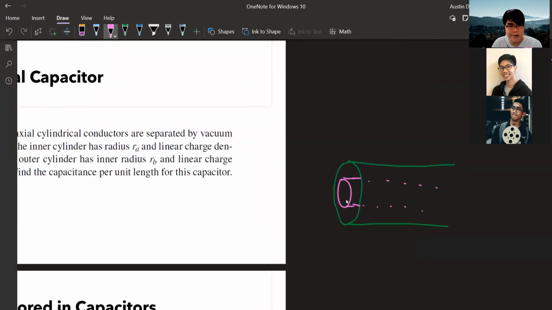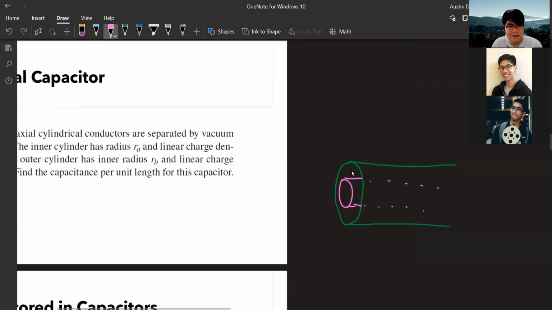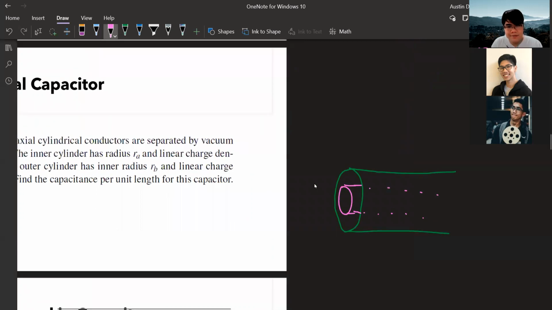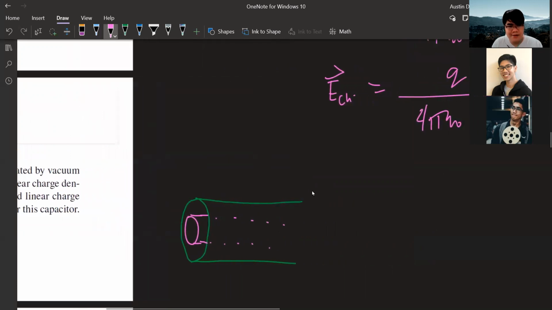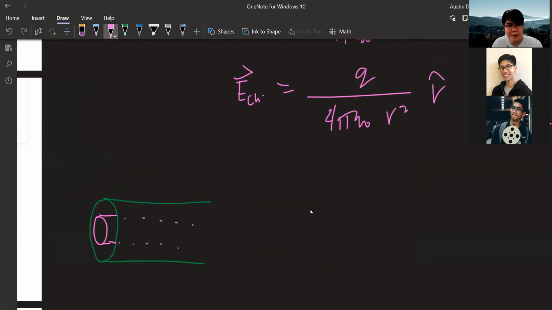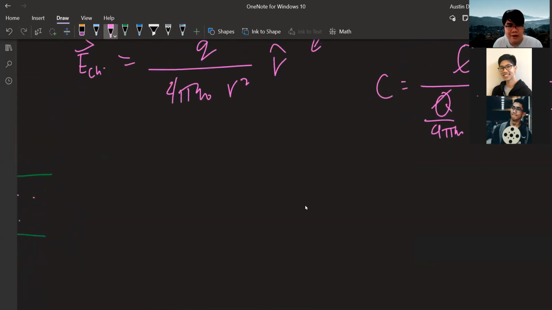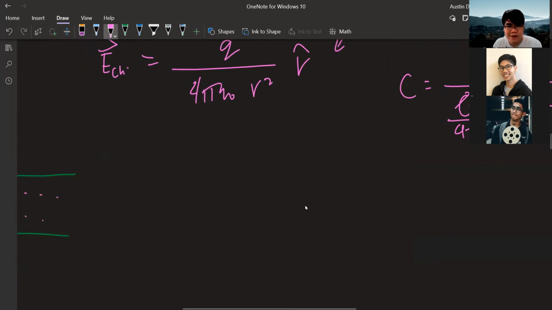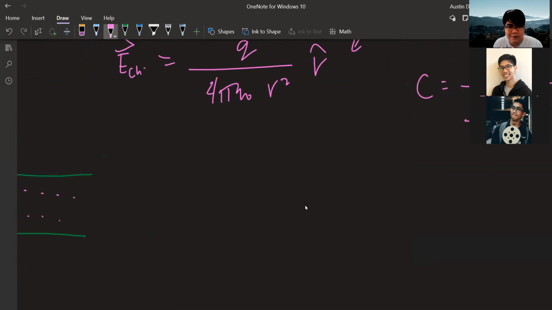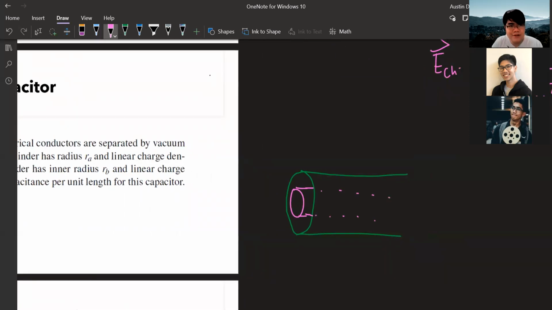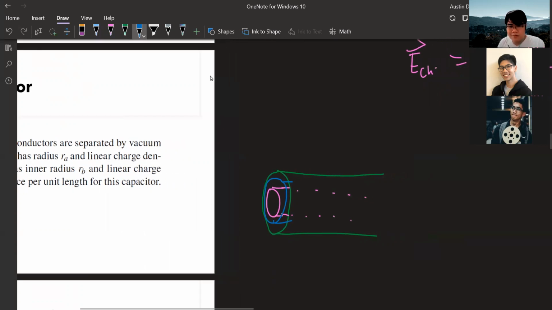Okay, so RA is the inner one, RB is the outer one. And then, in a similar way, you have to find the potential in between them. So, to do that, I can go directly to the electric field. By Gauss's law, I make a Gaussian surface somewhere in between them. A cylinder also, because my problem is cylindrical.